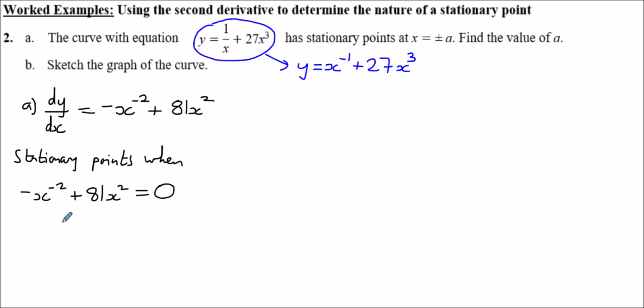So if we multiply both sides here by x squared, x to the power minus 2 multiplied by x to the power 2 will give us x to the power 0. So this thing here will just change to minus 1. And this here, 81x squared times another x squared, gives us 81x to the power 4.